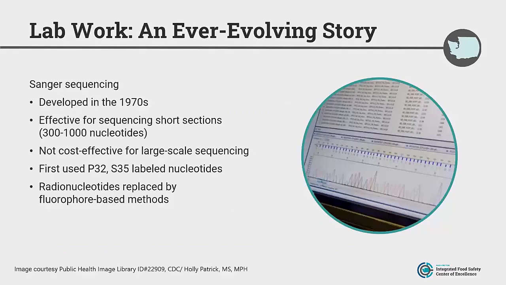So lab work is an ever-evolving field. The first sequencing to be in use was called Sanger sequencing, and it was developed in the 70s. And it was really effective and accurate for sequencing short sections, maybe 300 to 1,000 nucleotides, but not cost effective for large-scale sequencing. Originally, it was done using radio-labeled nucleotides, and then that was replaced by using fluorophore-based methods, so that methodology did evolve over time.